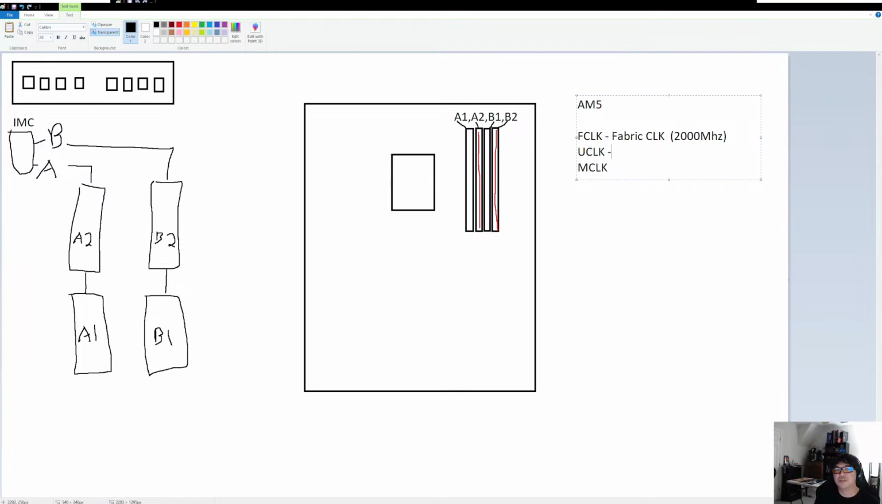The other one is the U-clock. The U-clock stands for the Unified Memory Controller Clock. Think of this as the IMC, or the Integrated Memory Controller Clock. Ideally, you want the U-clock to equal the MEM clock. The MEM clock is going to be your data rate for your memory. Now remember, the name of the memory is DDR4.